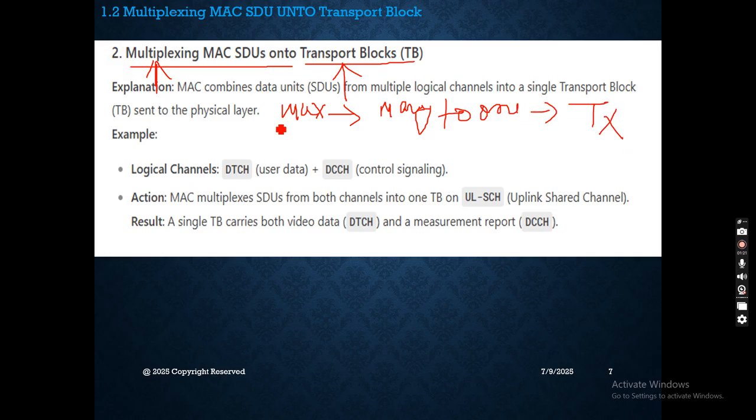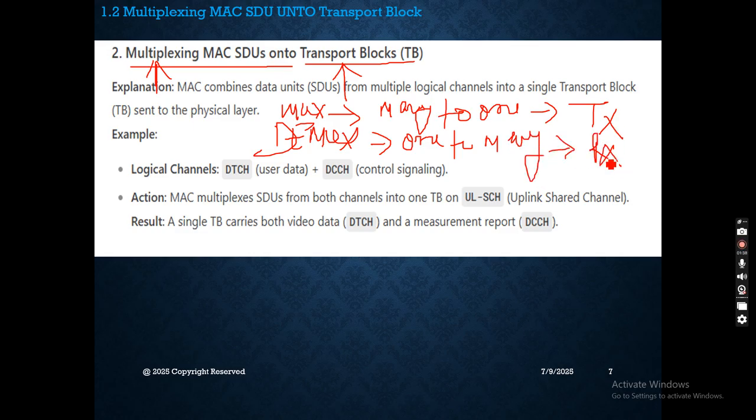In the same way, the reverse process triggers on the receiver end. There is demultiplexing, which means one to many, and this triggers on the receiver side, the RX side. So TX is transmitter, RX is receiver. Now we understand what multiplexing means in layman's language. We'll discuss it in technical terms.